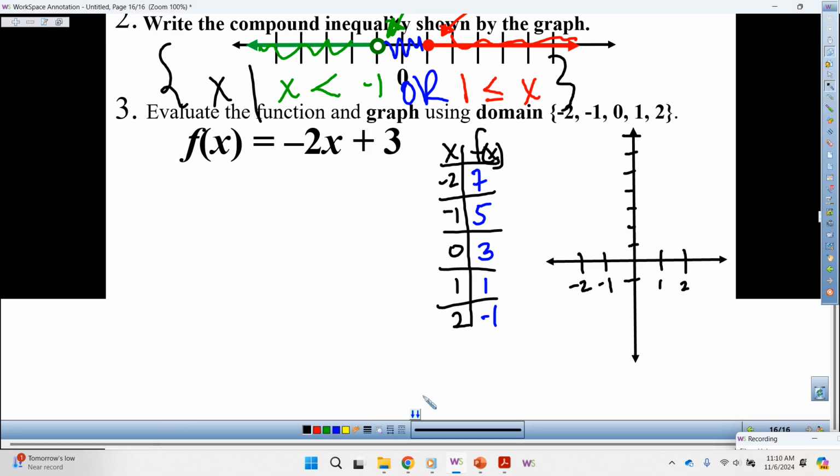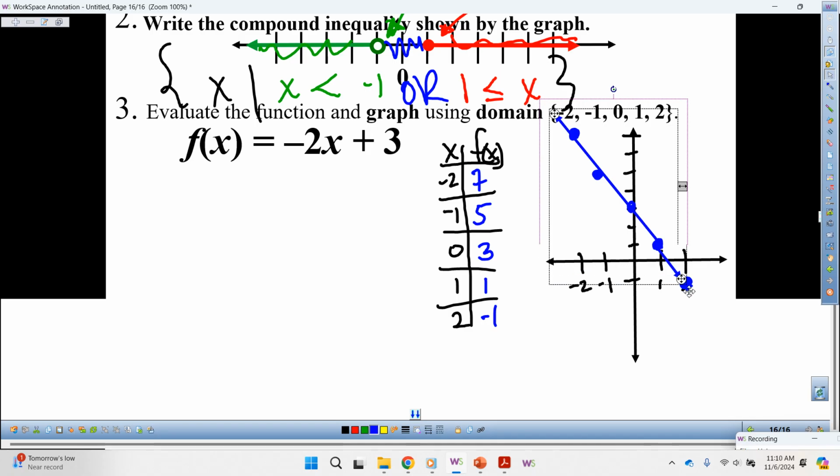How about them apples, Mario? All right, -2, 7. -1, 5. 0, 3. 1, 1. And 2, -1. And of course, we get our line going through those points. Nice and straight like mine. There it is. And have you got something like that by yourself? Yeah. All right. Send that in, please.